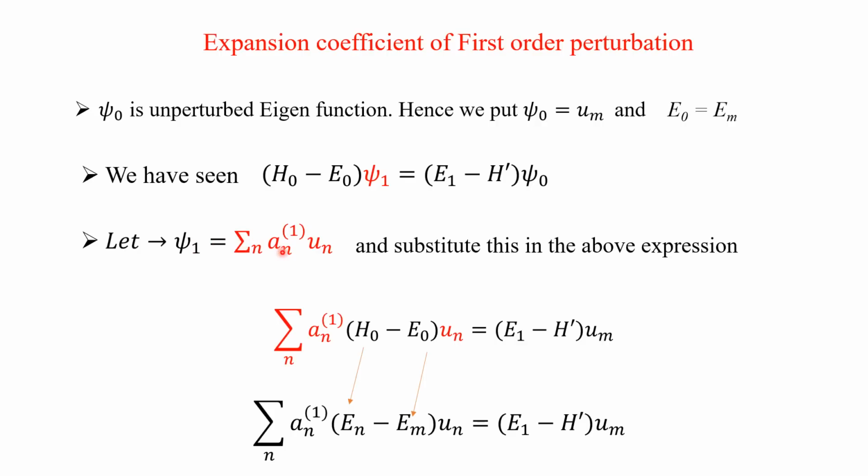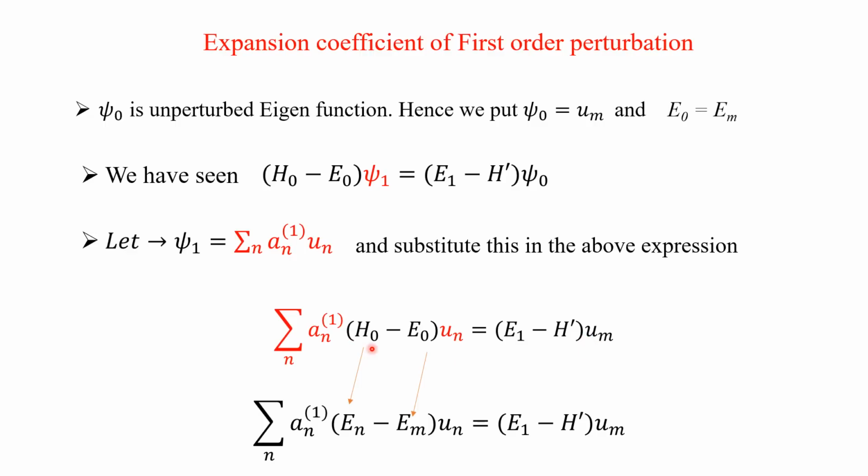Now we can write psi 1 as an expansion of a_n^(1) u_n. Here the superscript 1 represents the first order perturbation coefficient due to first order perturbation. So we can write this as a summation over n of a_n^(1) u_n, and substitute this in the above expression. I have shown in red font, psi 1 can be replaced by the summation over n of a_n^(1) u_n, and this term I am keeping as it is, (H naught minus E naught), which is equal to (E1 minus H prime) u_m.